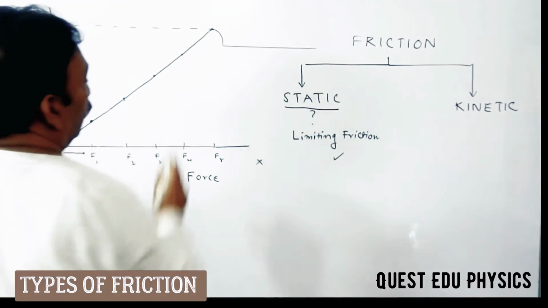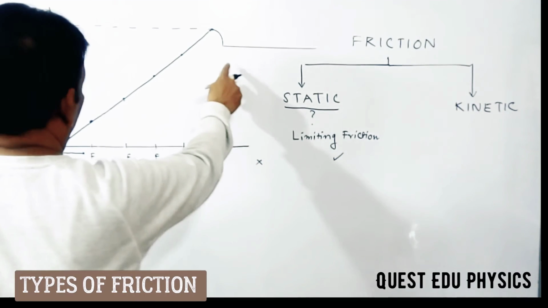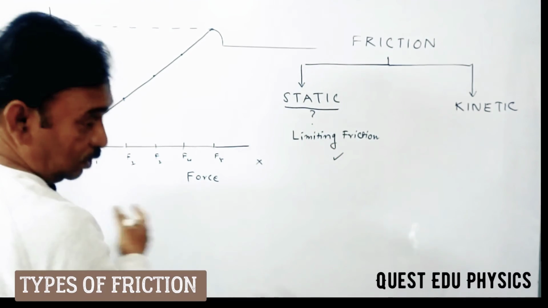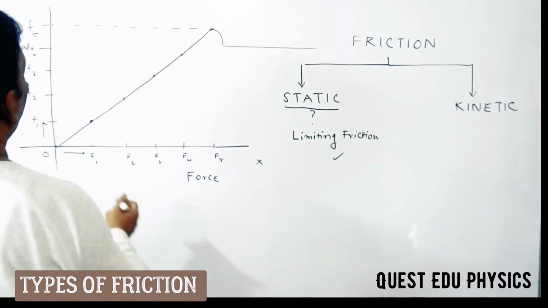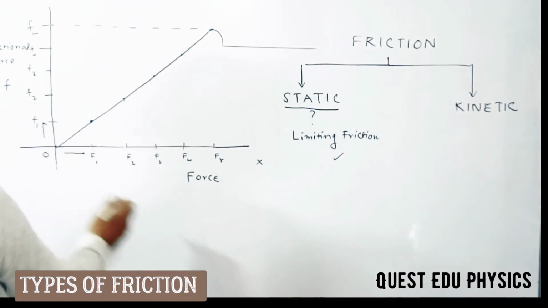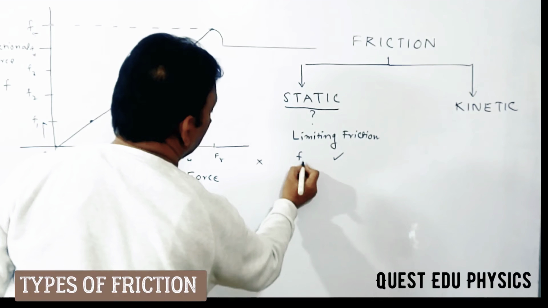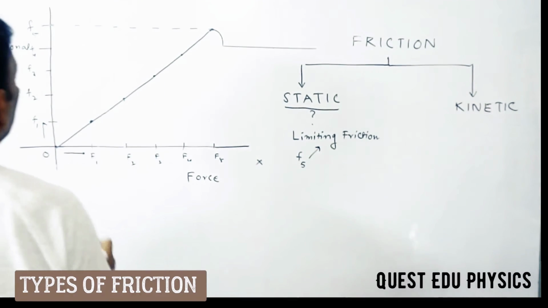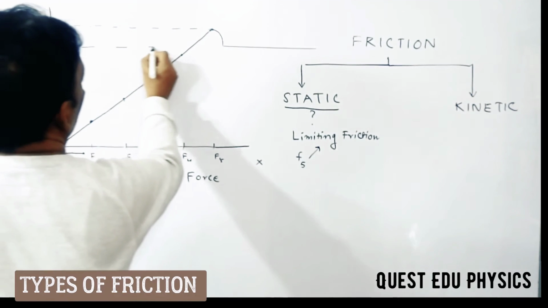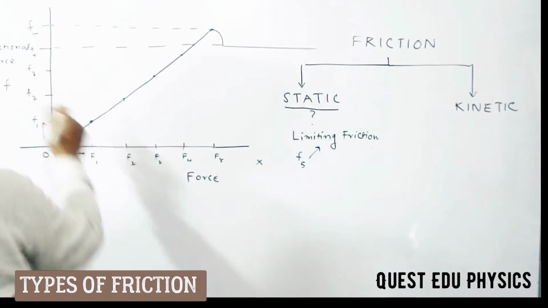Okay, students, here if you locate the points, we can say it's the point where the body lost the capacity of opposing, and we call this Fl as the limiting friction. In that graph, Fl is the limiting friction. Then, okay, the body tends to move.